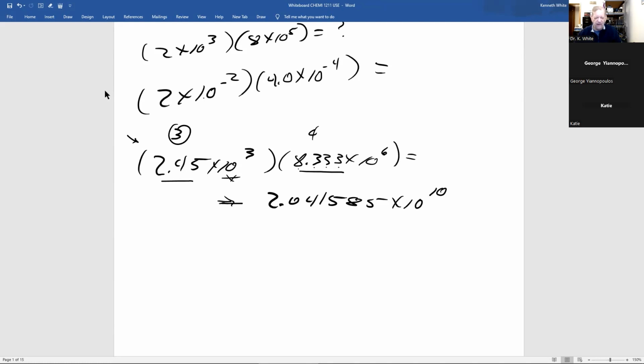So this number that our calculator gave us, to get the right number, since it's a multiplication, the answer should have the same number of significant figures as the number you're multiplying or dividing that has the fewest significant figures, and that's 3. Well, how do we get 2.041585 to 3 significant figures? You round off. Keep the first significant figure. Keep the second. Keep the third. The next one you use to round off because we wanted to keep 3 significant figures.